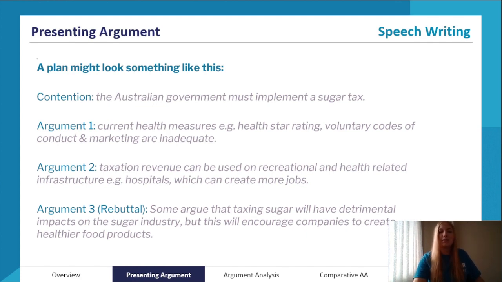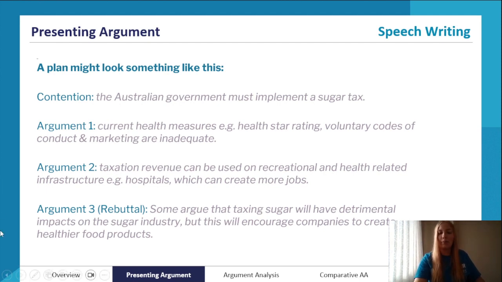Then we get more complicated in the second argument and we're delving a bit deeper. You can get some ideas for more complex arguments when you're researching as well. So, for example, taxation revenue could be used on recreational and health related infrastructure, such as hospitals, which can also create more jobs. So, talking about taxpayers' money here, kind of a part of the issue, but not as obvious. And that can make for a strong argument.